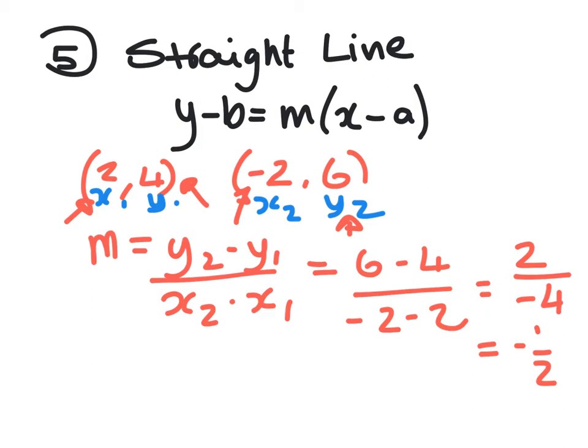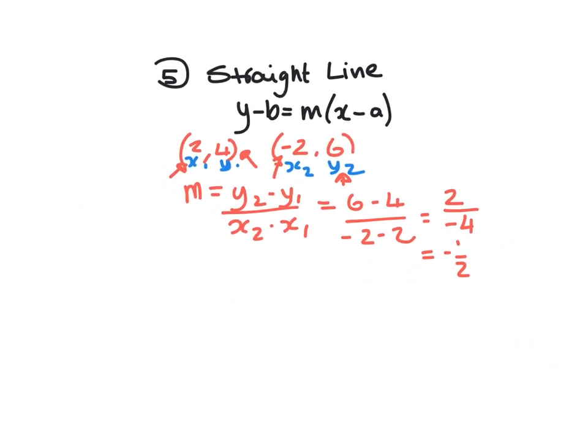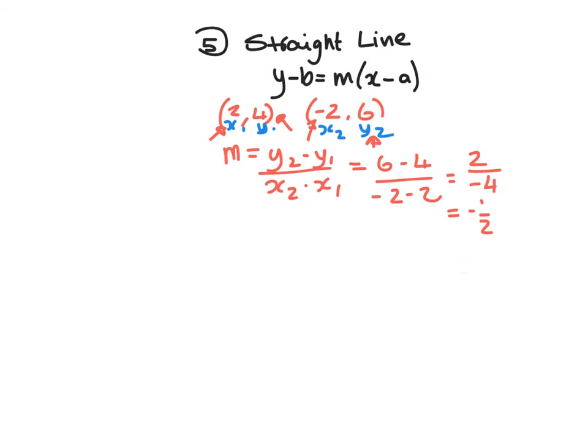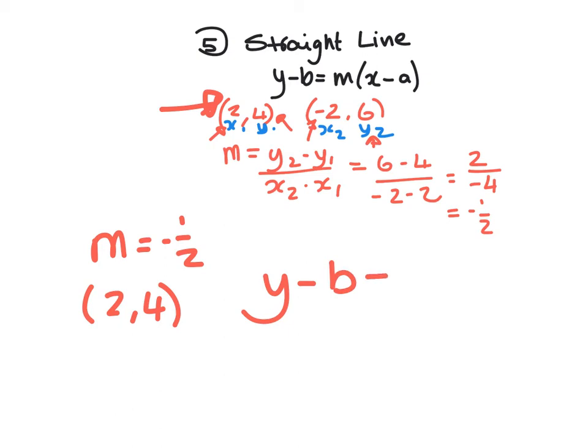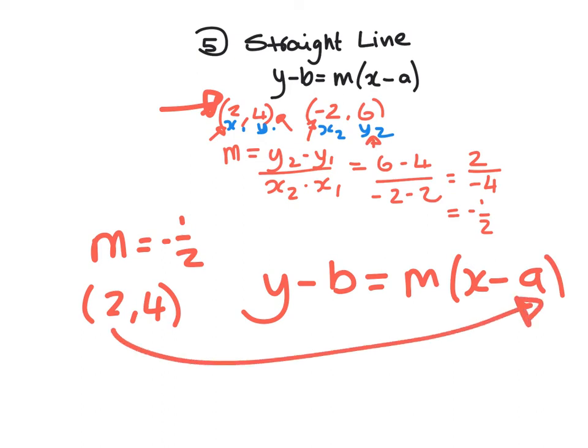Now all I need to do, let me make that a wee bit smaller. All I now need to do is take that gradient, which I've worked out is negative a half, and take one of the points. Okay, so I'm going to take the first one. So I'm going to take my point (2, 4), and I'm going to plug both of those things into the y minus b equals m(x minus a) formula. So the 2 goes in for a, the 4 goes in for b, and the negative a half goes in for m, and then work it out.